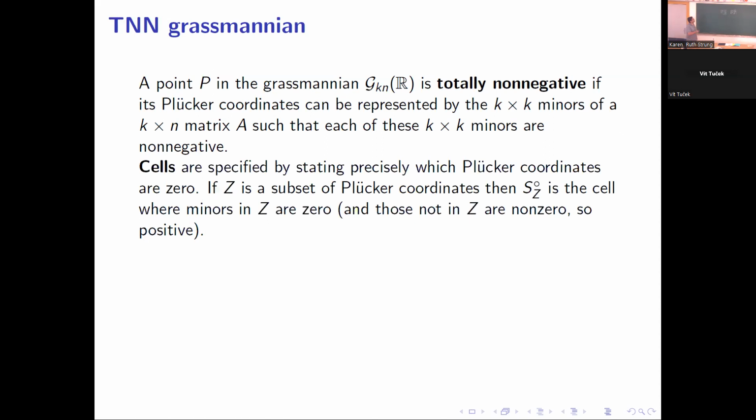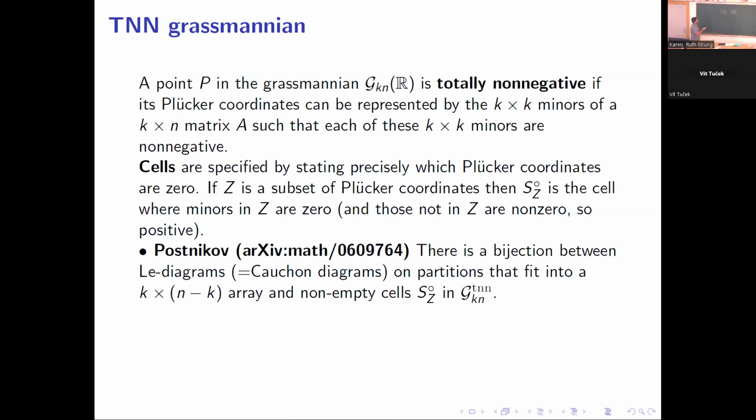Right. So again, you can define the cell decomposition for this by specifying which subset of Plücker coordinates are 0 and which Plücker coordinates are positive. So if you fix Z, a subset of Plücker coordinates, then you put in this cell all the points in the Grassmannian for which the Plücker coordinates coming from Z are 0, and every other Plücker coordinate has to be positive.